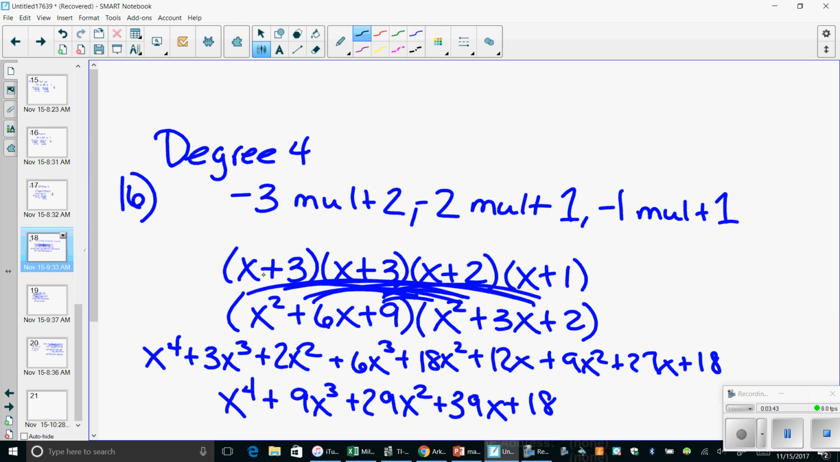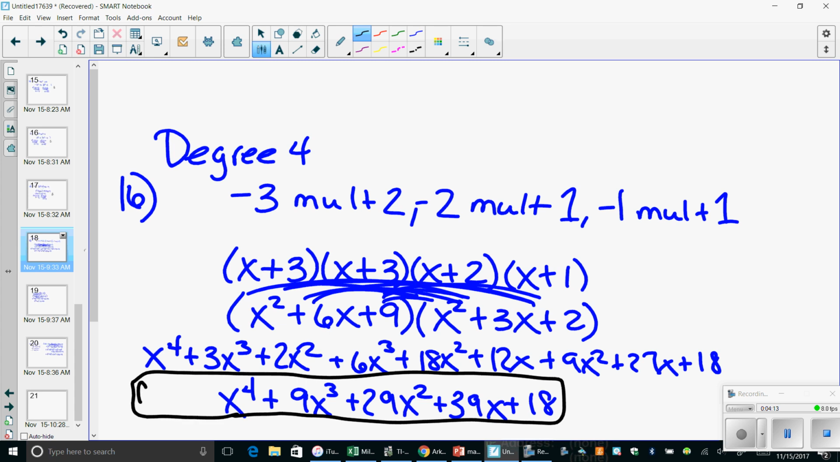The easiest way to do it is to multiply the first two. So x plus 3 times x plus 3 is x squared plus 6x plus 9. And x plus 2 times x plus 1 is x squared plus 3x plus 2. If you do the outers and the inners, you get 3x. The last is times 2. And so then you've got to multiply this trinomial times this trinomial. So x squared times everything, and then 6x times everything, and then 9 times everything. And combine your like terms, and this is what you would get. It has degree 4, and the zeros are -3, the multiplicity of 2, -2, and -1.